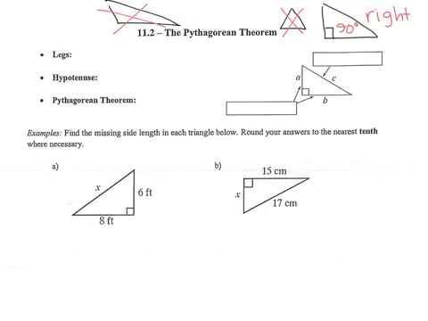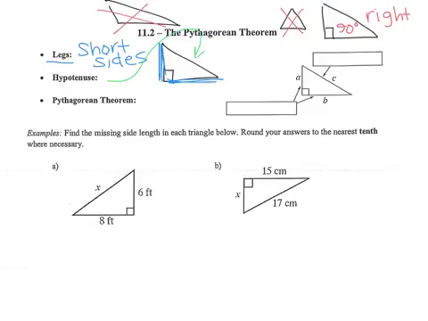So in a right triangle, the legs are the sides that make up the 90-degree angle. We call these the short sides. The hypotenuse is the side that's opposite of the 90-degree angle. So it's this long side right here. So this side is called the hypotenuse.